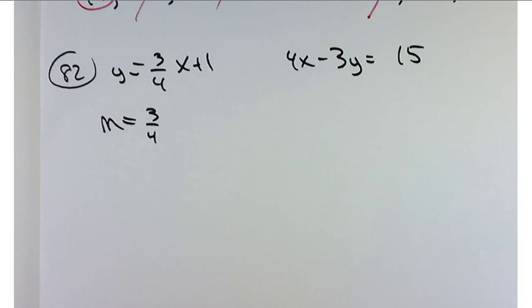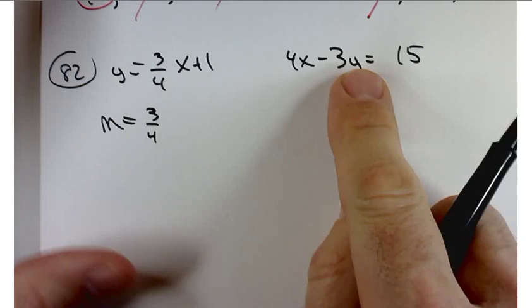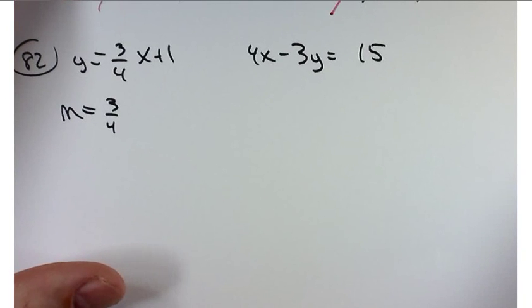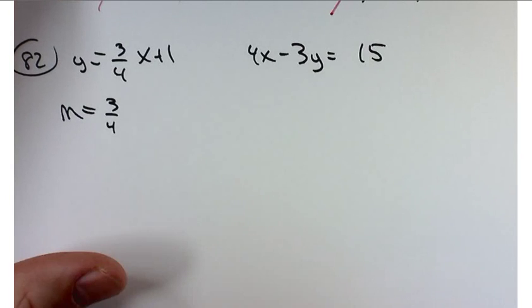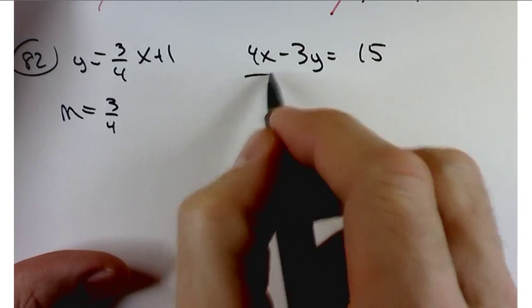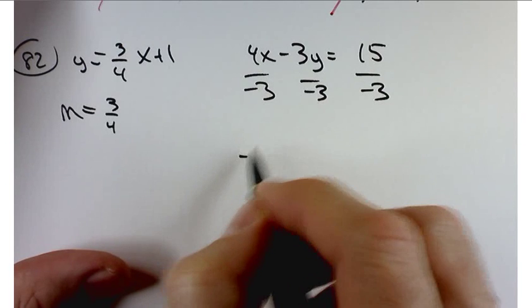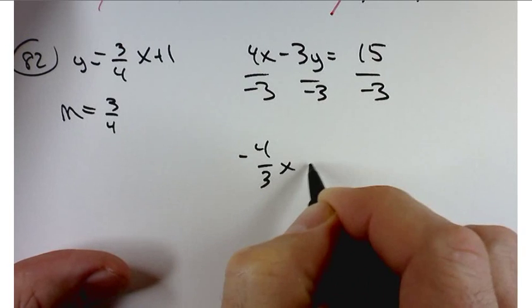What should I do here? Micah, what should I do with the second equation? Just to kind of get rolling. By what? All right, we can divide everything by -3. That'll give me -4/3 x plus y equals -5.